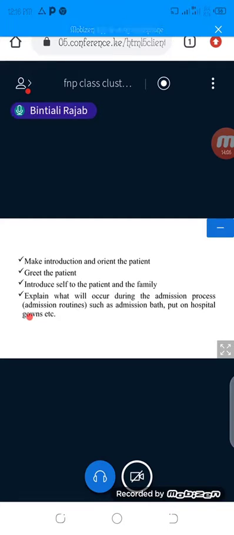Explain what will occur during the admission process. Tell them what the processes are. This is what we are going to do. Explain to the relatives and to the patient so that they're able to understand that.